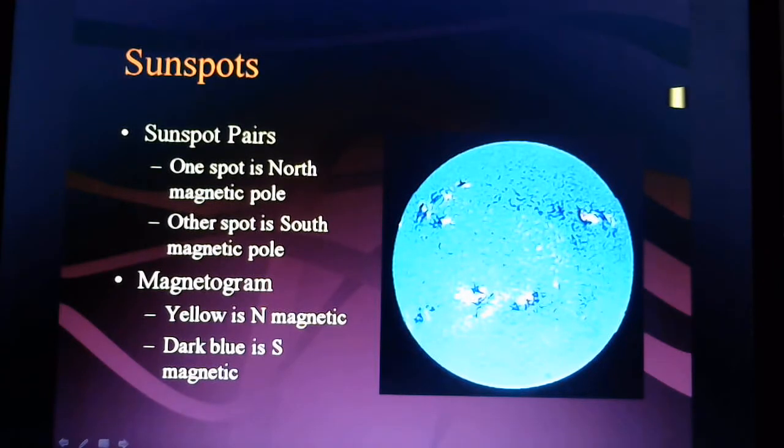But look down here in the other hemisphere, the southern hemisphere of the sun. Down here, the dark blue is leading. So down in the southern hemisphere, the south magnetic pole is in front as it rotates around, and then the north magnetic pole is behind. It seems to be that this pattern is reversed when you compare the north hemisphere of the sun to the south hemisphere of the sun. That's something important to the cycle of the sun, which is what we talk about next.